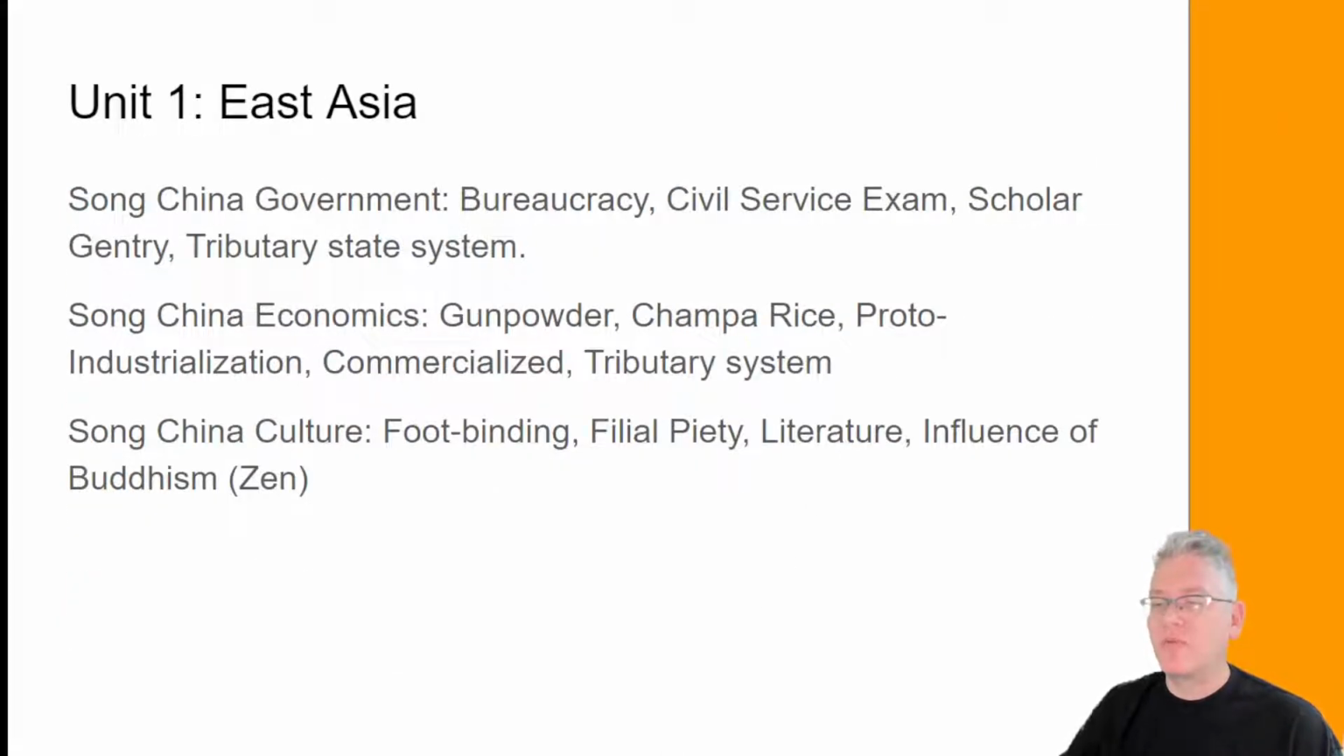All right, we're going to do a little bit of a regional survey here then. So let's start off with Unit 1, East Asia. When it comes to East Asia, our primary, most important empire for China is going to be the Song Chinese government. This is kind of an unusual one for China.